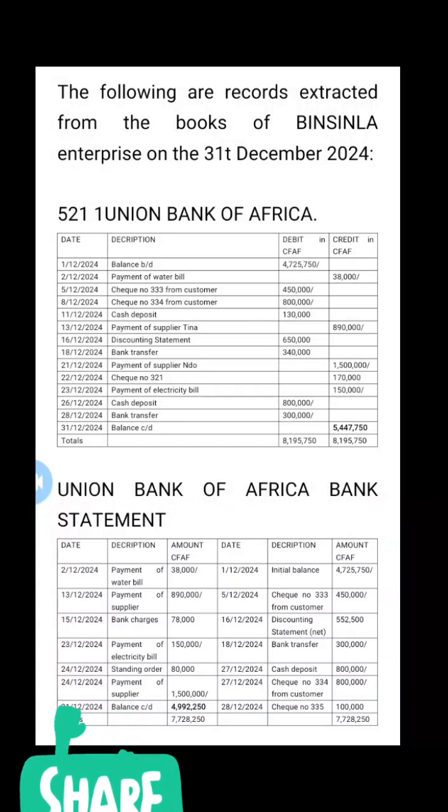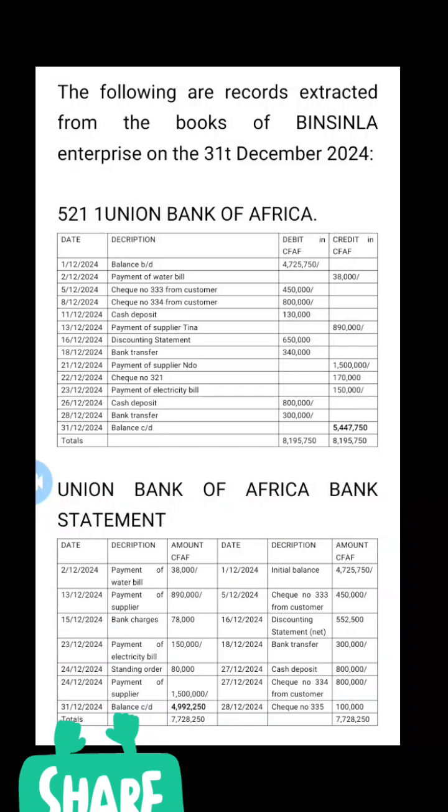If we go to the bank statement, we will see the 1,500,000. So we tick. Then we go back, you will see check number 321,170,000. If we go down to the bank statement, you will see that that check is not there. So we don't tick. Then we have payment of electricity bill 150,000. If you go down on the 23rd, you will see payment of electricity bill 150,000. So you see, I have indicated that it's all right.